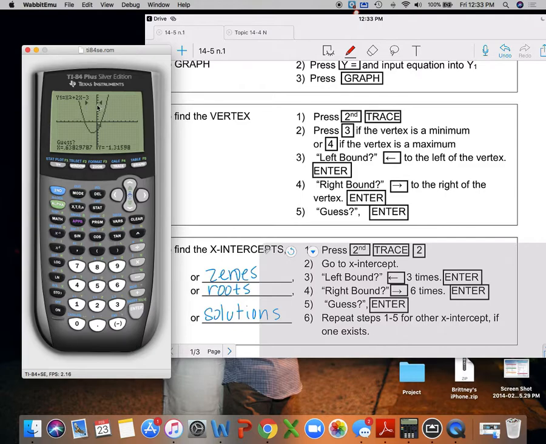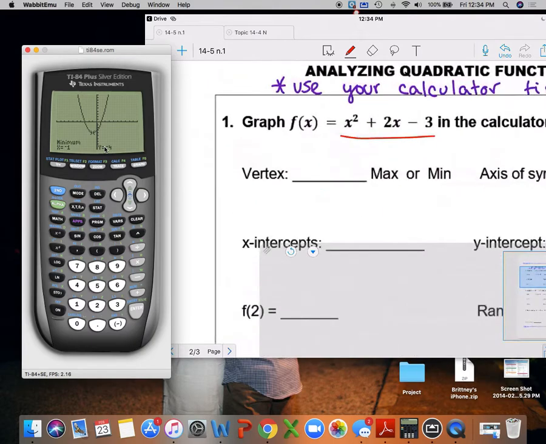Up at the top, I have these 2 arrows. My vertex should be in between those 2 arrows. As long as the arrows are pointing in towards my vertex, I've done it right. If they don't point in, then I've probably done it wrong. But once it says guess, you click enter again, so I just followed these steps. I went to the left using the left arrow, enter, right using the right arrow, enter, and then enter when it says guess. So my minimum is -1, -4.